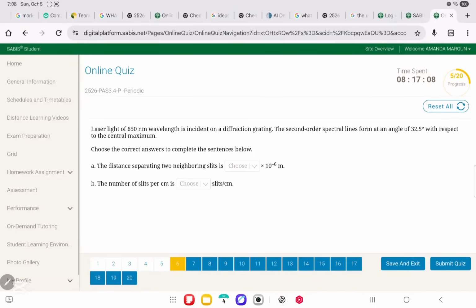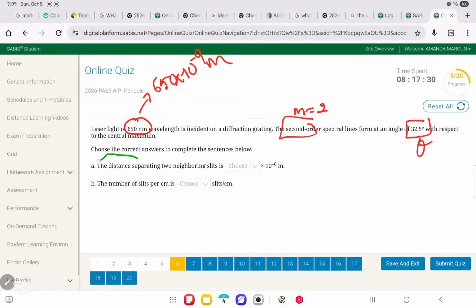Hello guys, good morning. I'm going to continue now with the sixth question. A laser light of 650 nanometers, that means 650 times 10 to the power of minus 9 meter, is incident on a diffraction grating. The second order, meaning that m is equal to 2, forms an angle of 32.5, so theta is 32.5 with respect to the central maximum. They want d, the distance separating the two neighboring slits.